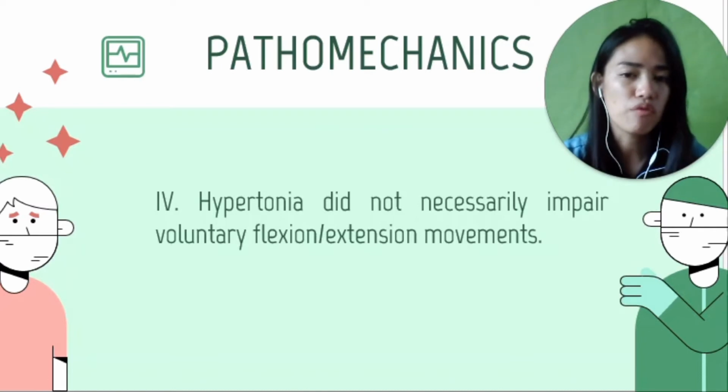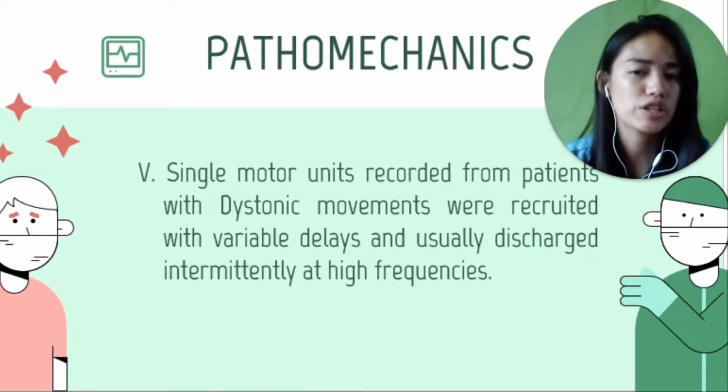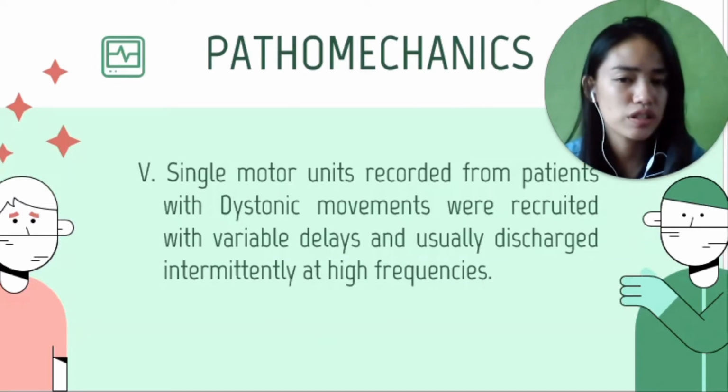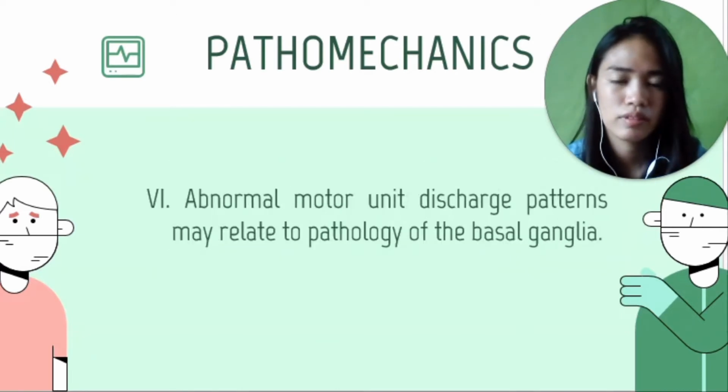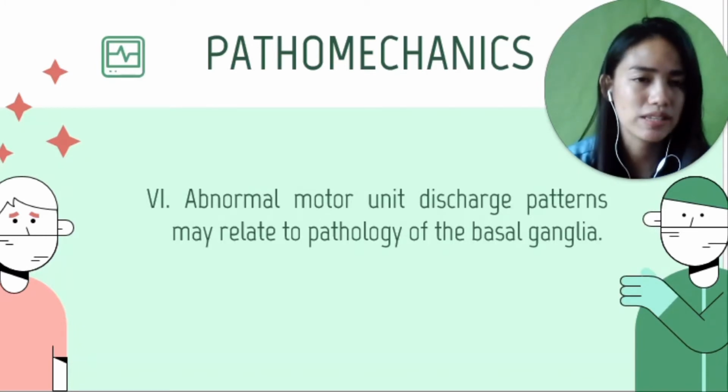muscles involved in movement. Fifth, we have single motor units recorded from patients with dystonic movements were recruited with variable delays and usually discharged intermittently at high frequencies. And sixth, we have abnormal motor unit discharge patterns may relate to pathology of the basal ganglia.